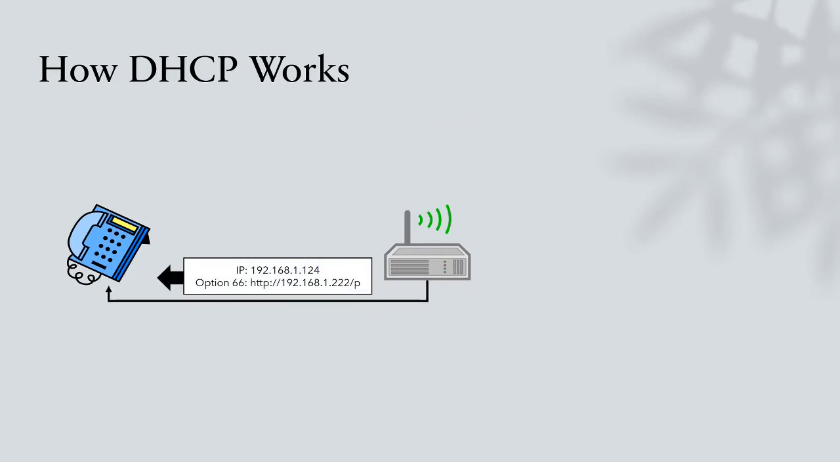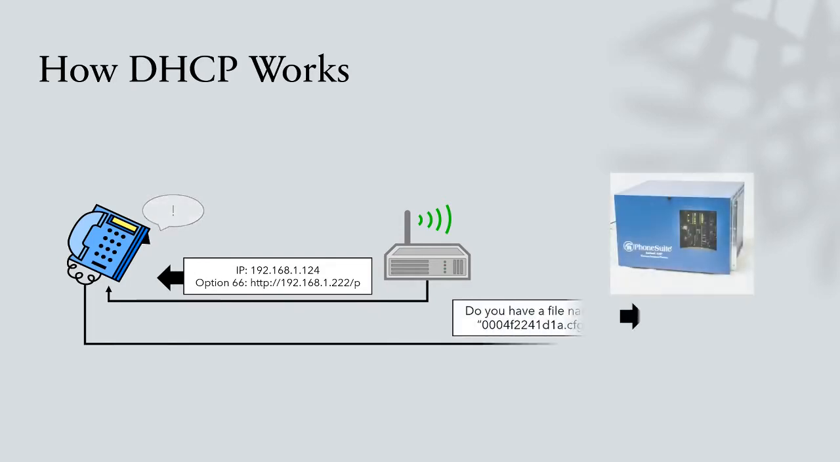So you see here, the IP address is given to the phone, so it knows what IP address to use on the network. It's also given DHCP option 66, which in this case is formatted the HTTP and then the IP address /p. The phone then takes this information and says, aha, I need that. Let me go ahead and reach out to this server, the server at 192.168.1.222. The phone then reaches out to Voiceware and says, hey, do you have a config file for me?